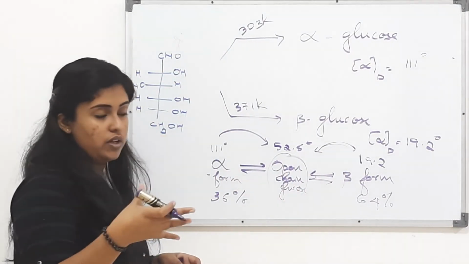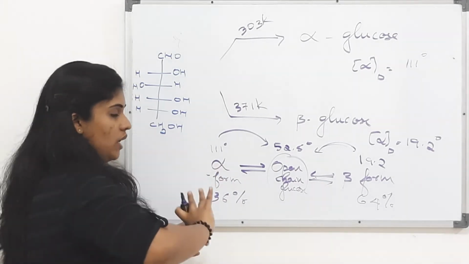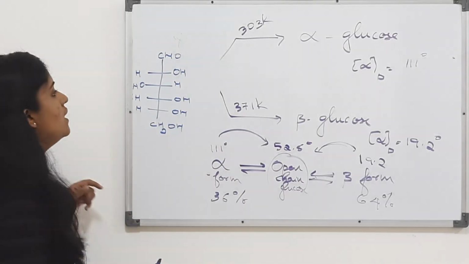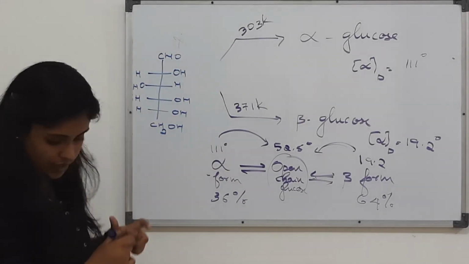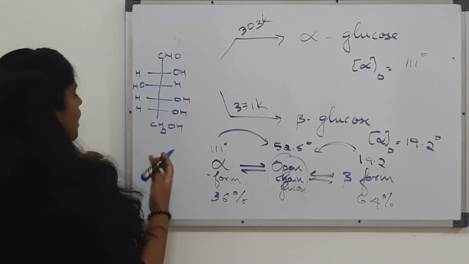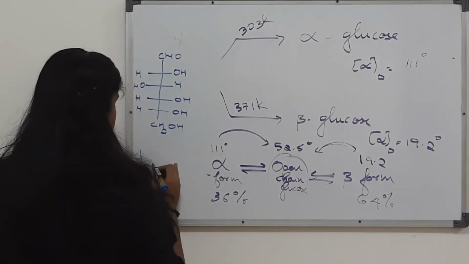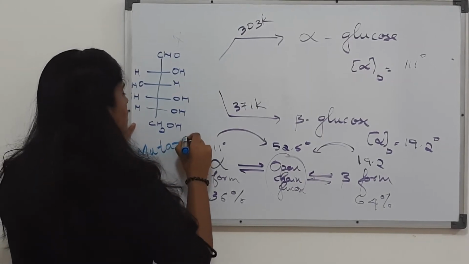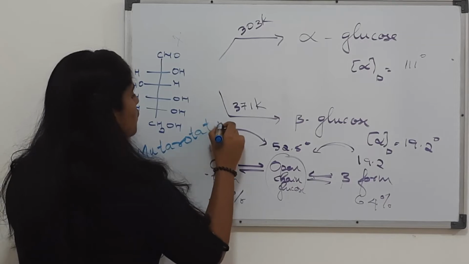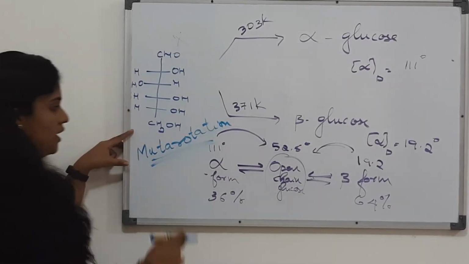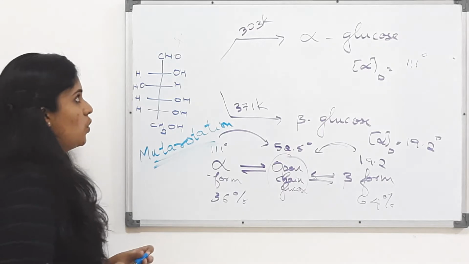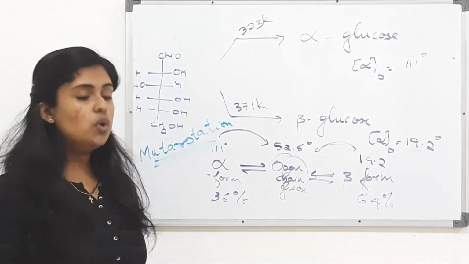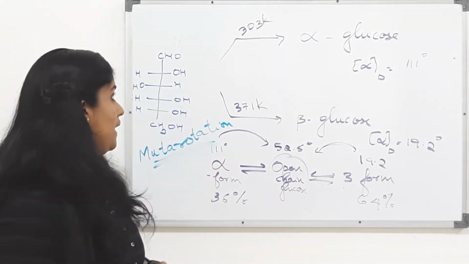This change in specific rotation from one stereoisomer to the other stereoisomer can be termed Mutarotation. It's an important property shown by glucose. So glucose, we already saw that though it has an aldehydic unit, does not give rise to many of the reactions shown by normal aldehydes.